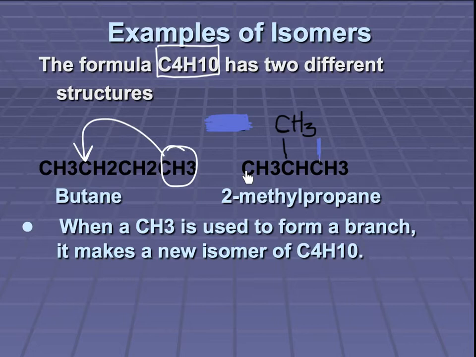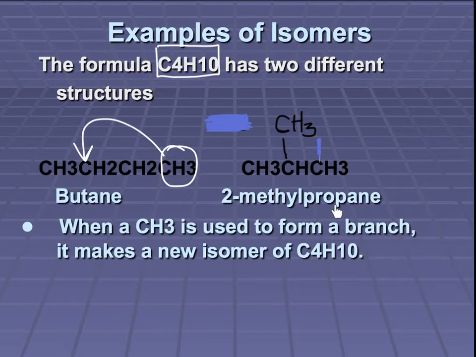So let's see, it has to still have 4 carbons. 1, 2, 3, 4, and then it has to have 10 H's. So 3 plus 3 is 6, 7, and then plus that 3 makes it 10, okay? So notice the chemical formula is still the same, but the structure is different. So therefore, it's going to have a different name. So the name for this one is 2-methyl propane.